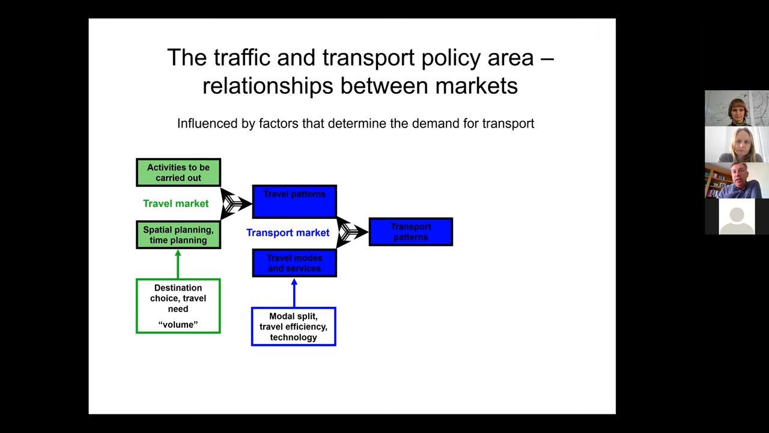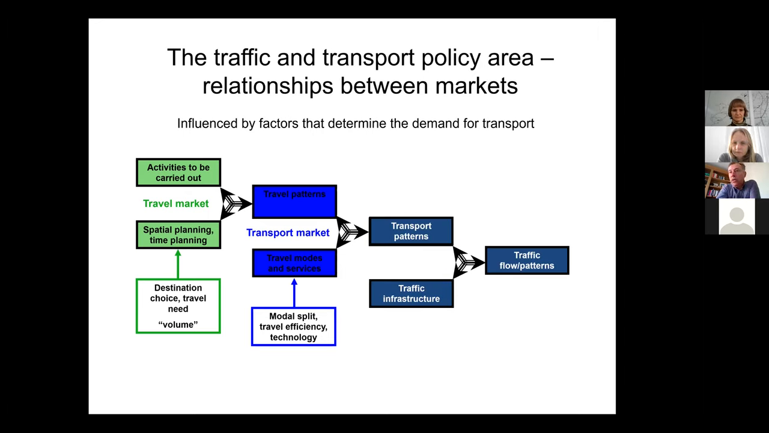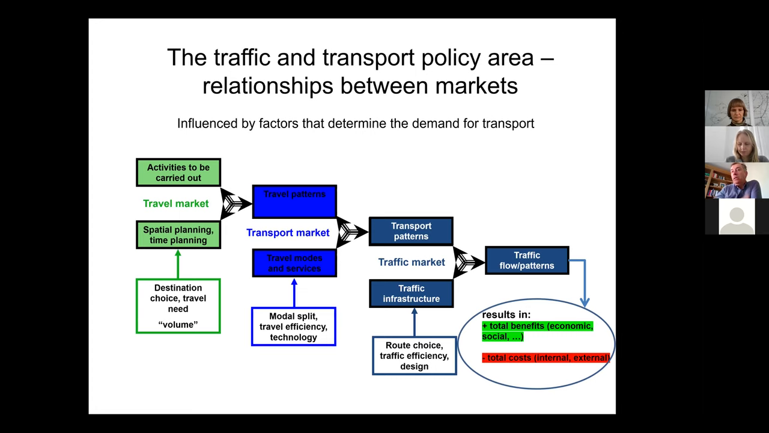And finally, if we have these transport patterns, we also have the infrastructure, the roads, the canals, the bridges, whatever, the urban fabric, and that will eventually lead to traffic flow patterns. So in that sense, we're looking at the traffic market, and that has to do with route choice and also the traffic efficiency, and as I said, the design of the urban fabric. So all of this travel, transport, and traffic will then finally lead to the benefit for somebody moving through, making a decision to move, making use of what is on offer, and then actually creating a traffic flow that will lead to a certain benefit.